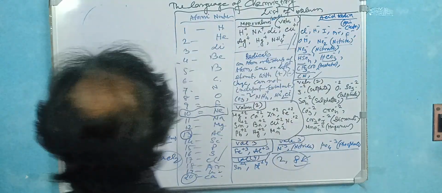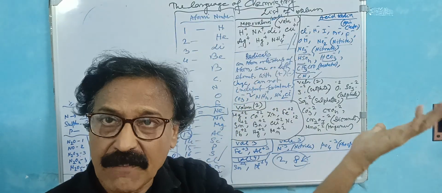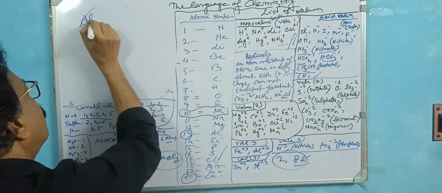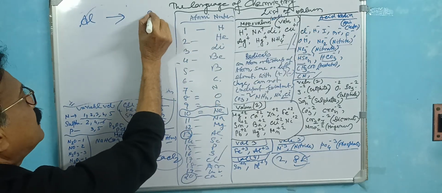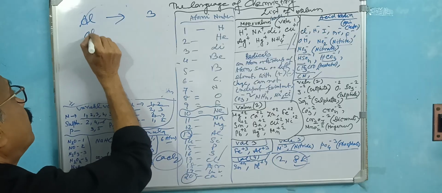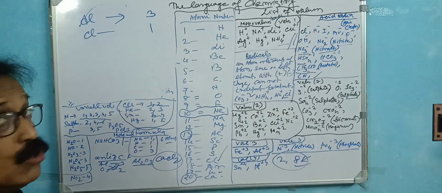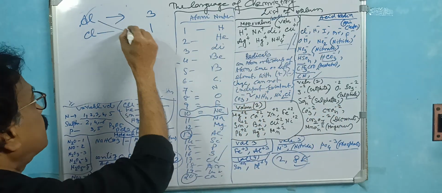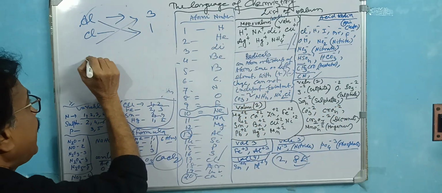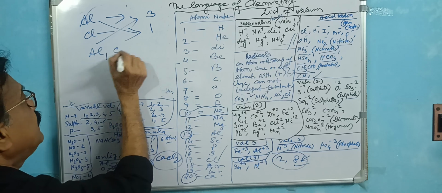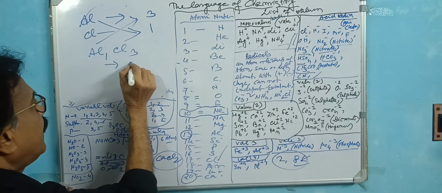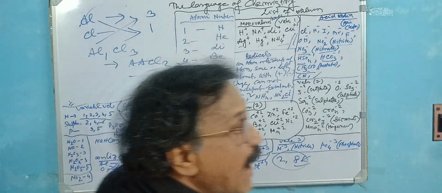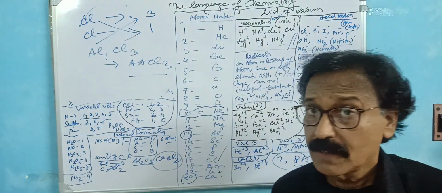Now in which way to write the chemical formula, we will do in a different video, but today I just discuss the basics. Suppose aluminum valency is 3, chlorine valency is 1. In which way do you write? Just cross this to this. That means Al1Cl3. That you write AlCl3. This is called aluminum chloride.